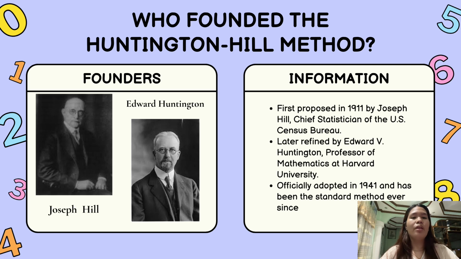Edward Vermeil Huntington, a Harvard mathematician, later refined Hill's idea by introducing the use of the geometric mean. This made the method more precise and mathematically fair. Because of their combined efforts, the method was officially adopted in 1941 and has been the standard ever since.